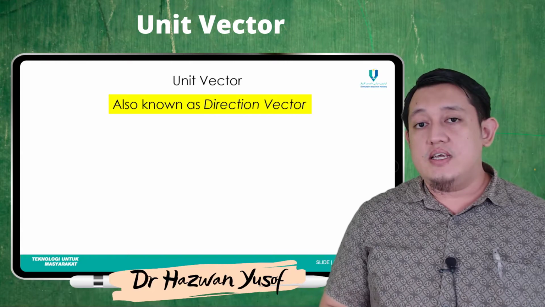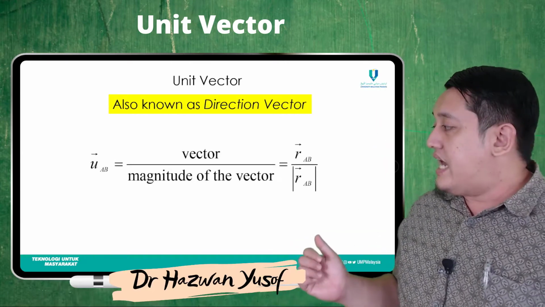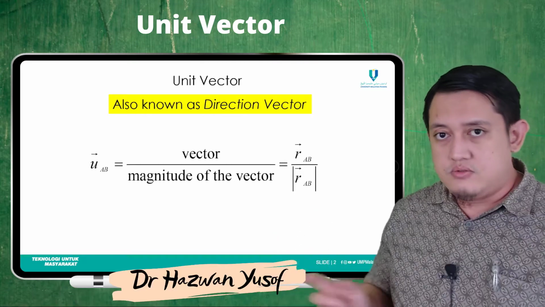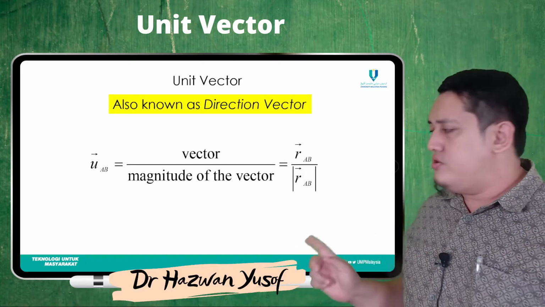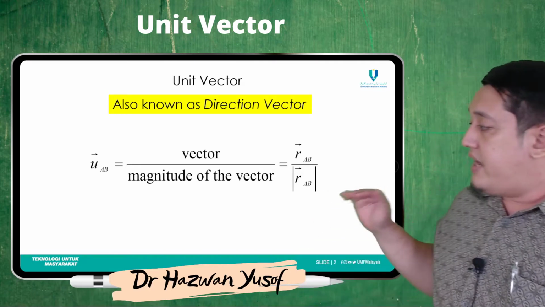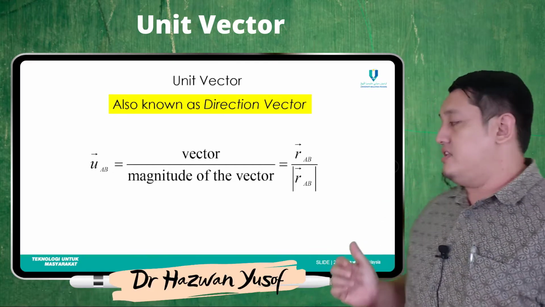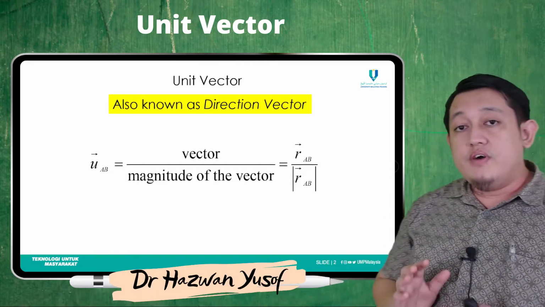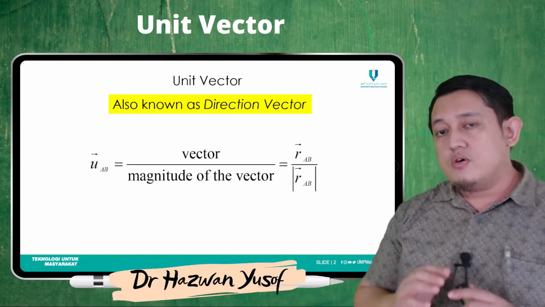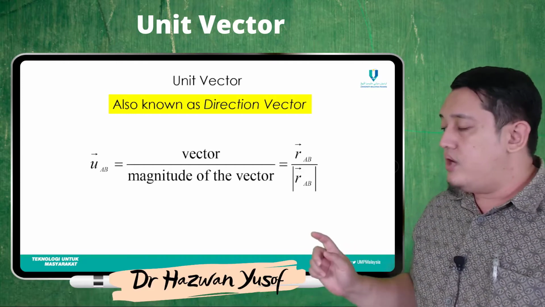And unit vector is written as this one here. We write unit vector using the symbol U. Do not use any kind of other symbol. Make sure you use U. So U, the unit vector, equals the vector over the magnitude of the vector. Like this one here, we have RAB over the magnitude, which is RAB. And if you look closely here, we label our unit vector as UAB.